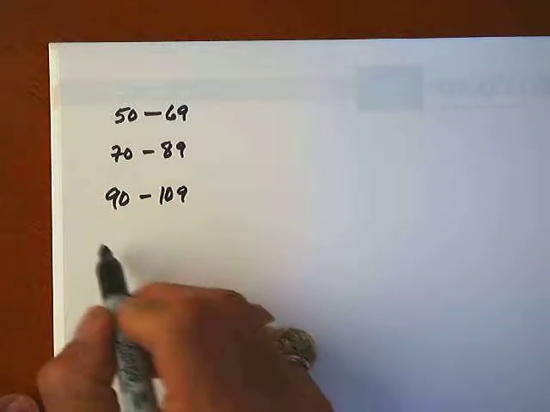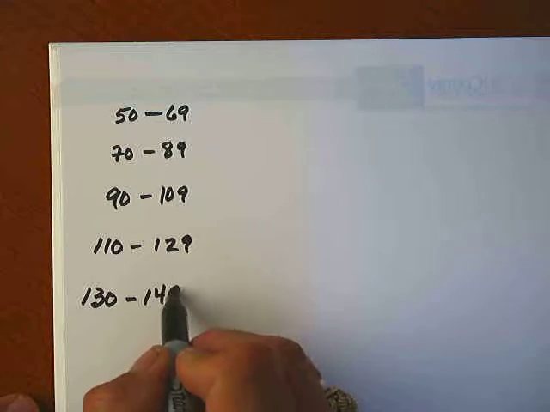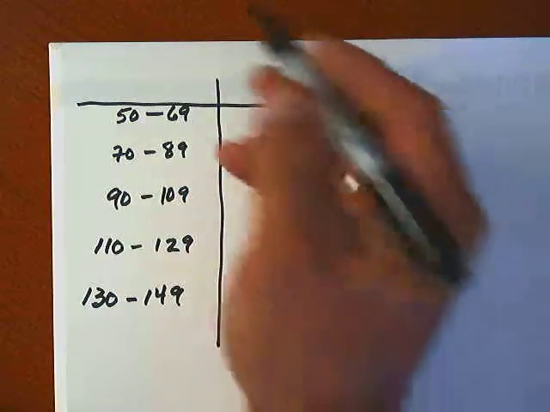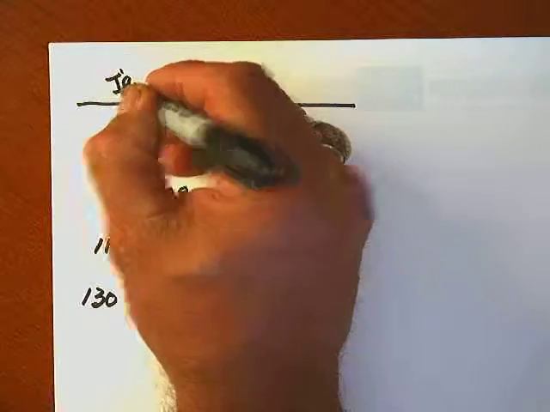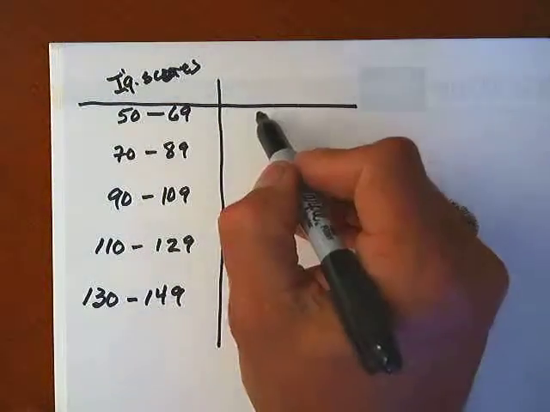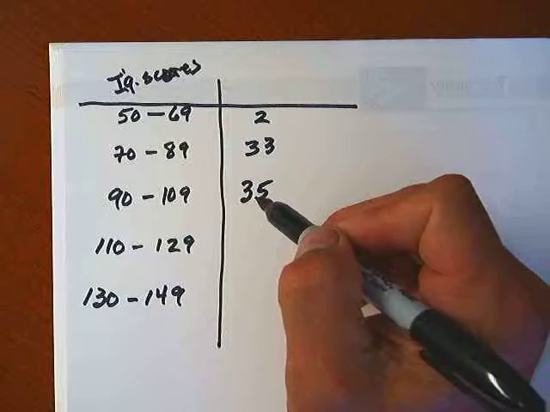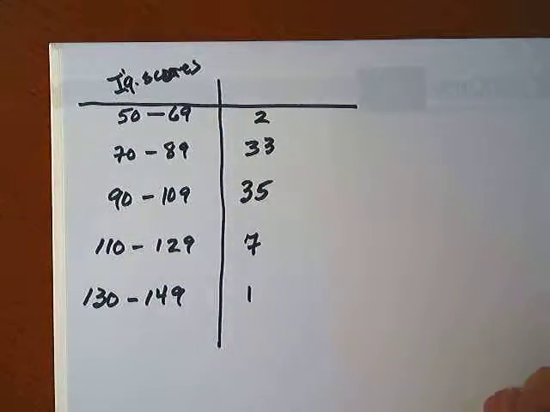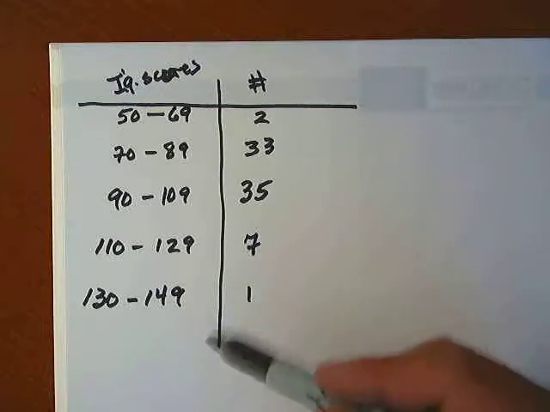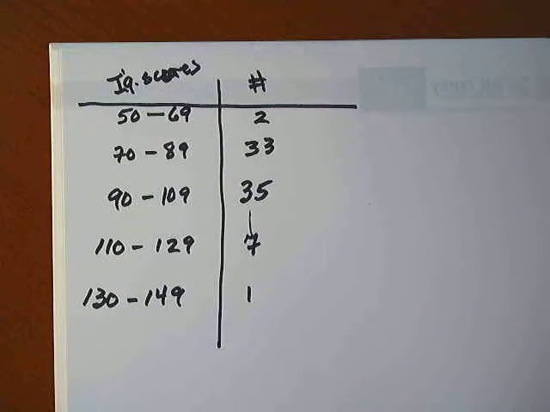50 to 69. And 70 to 89. And 90 to 109. And 110 to 129 and 130 to 149. And this is IQ scores. I can't write today. And the number of people that scored is 7, and 1. And that's the number of people.